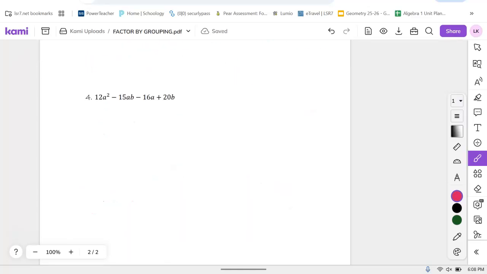Last example. 12a squared minus 15ab minus 16a plus 20b. There's not a greatest common factor. Not everything has an a, not everything has a b, and I can't divide something by everything, or divide everything by something. So again, I'm going to put my parentheses around them. I brought that negative with the 16.